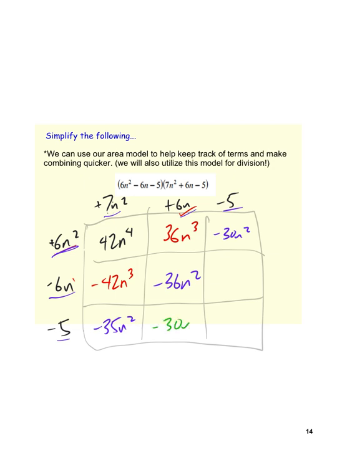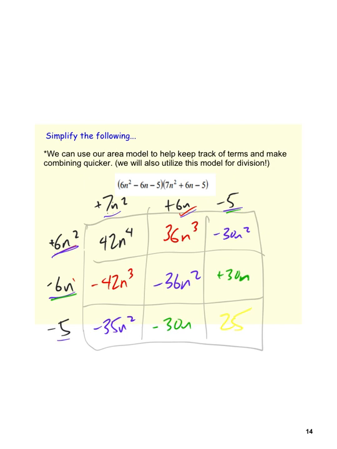6n times negative 5, this is a negative 30n. Negative 6n times negative 5, that's a positive 30n. I'm just going to put a plus in front of it just to remind myself that that's positive. But again, the plus you don't need to include there. And then negative 5 times negative 5 at the very end means that this is 25 for that last term. And then again, you combine like terms. So you've got the 42n to the 4th. The n cubes would combine to be negative 6n cubed.